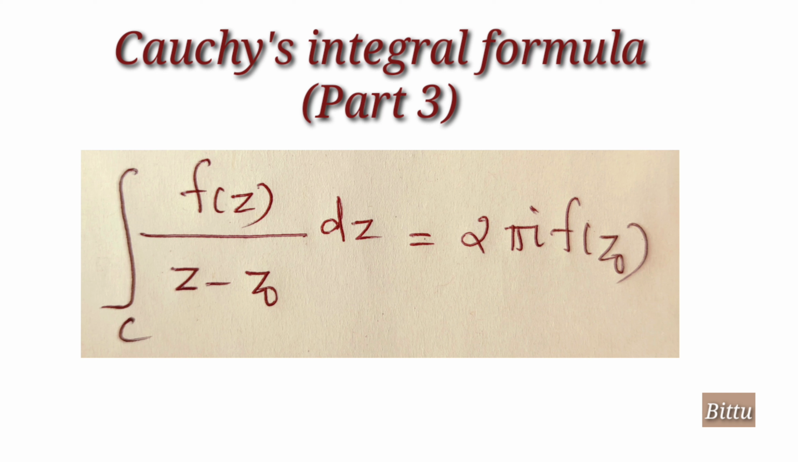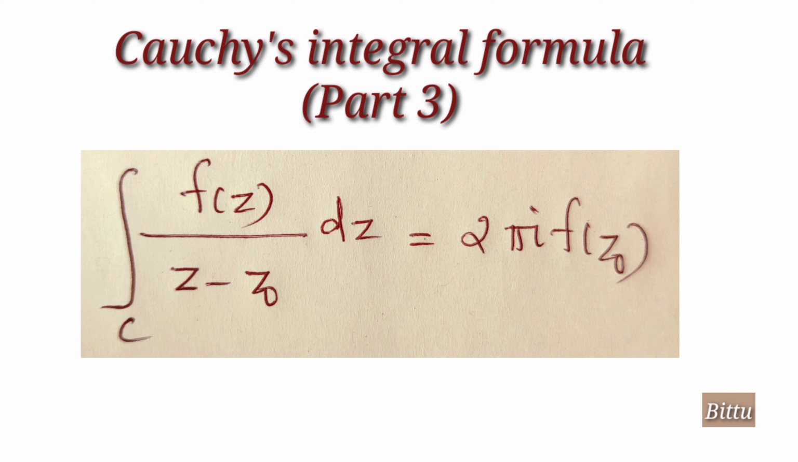Evaluate the integral over C of (2z minus 1) by (z square minus z) dz, where C is given by mod z equal to 3. First you consider the function and find its singularities, by solving this equation, that is z into (z minus 1) equal to 0. So the singularities are 0 and 1. So you have to factorize the given integrand, that is (2z minus 1) by z into (z minus 1) dz.